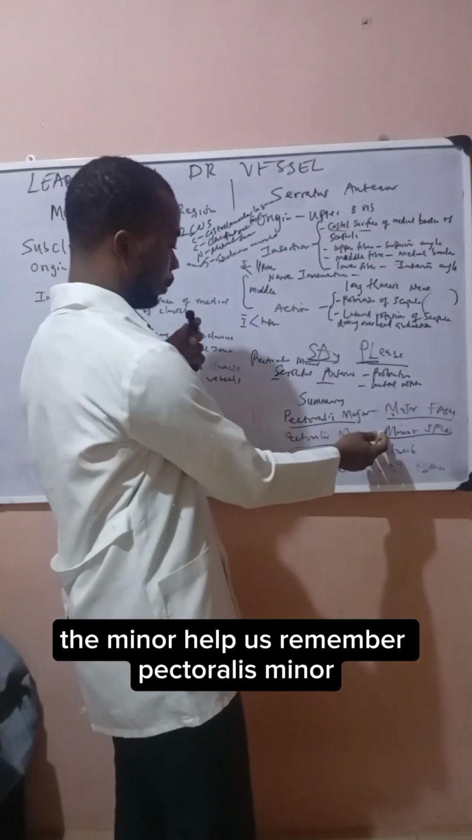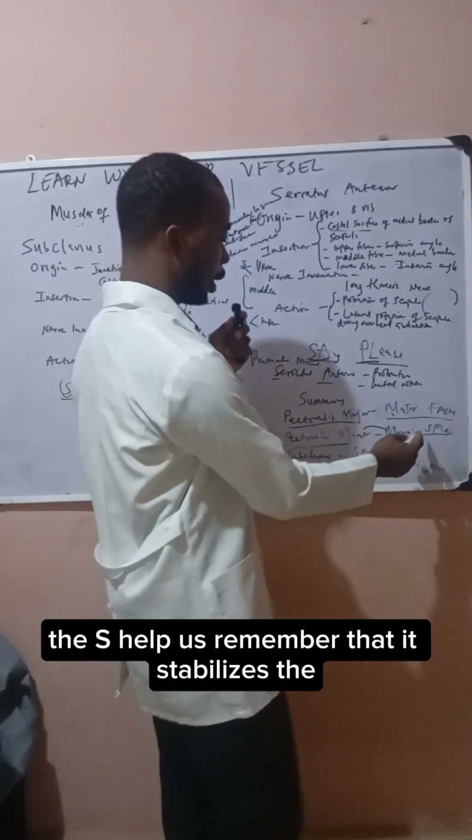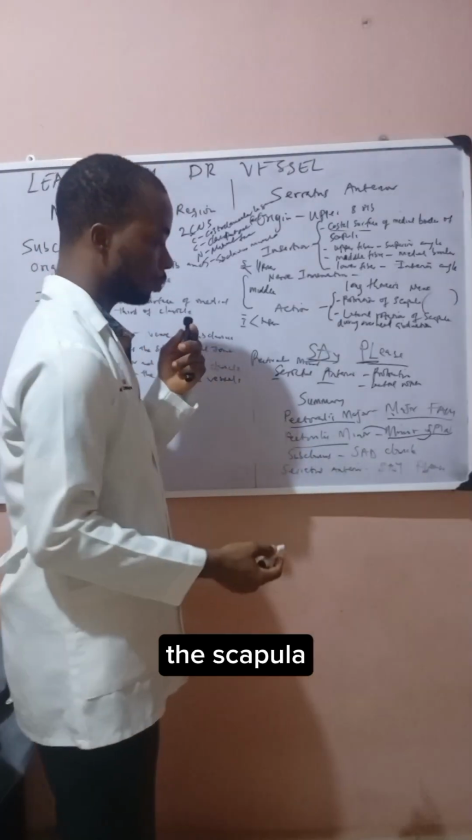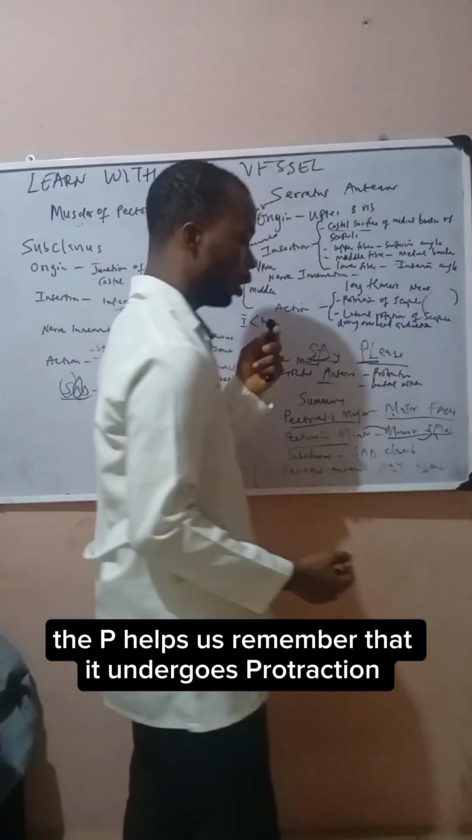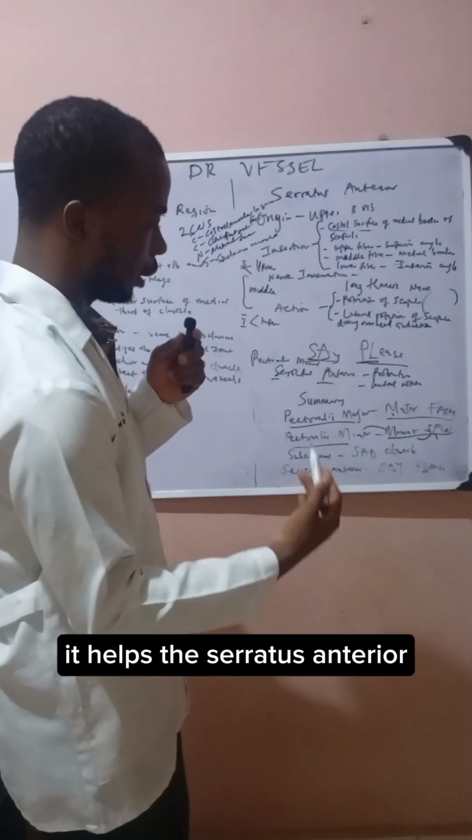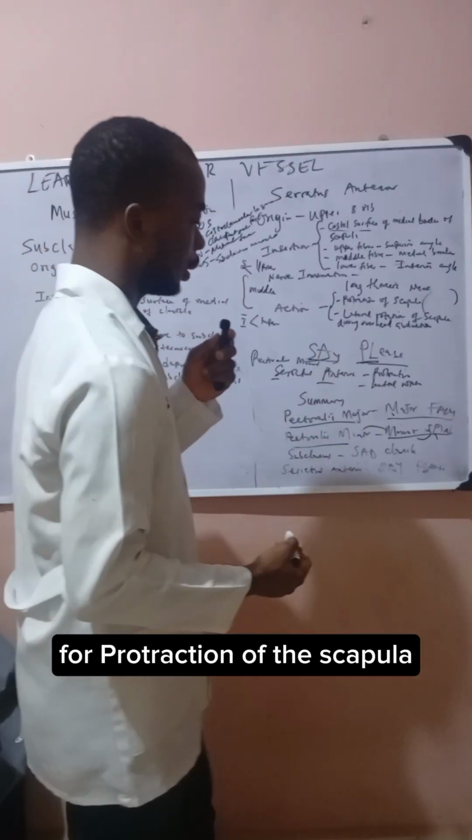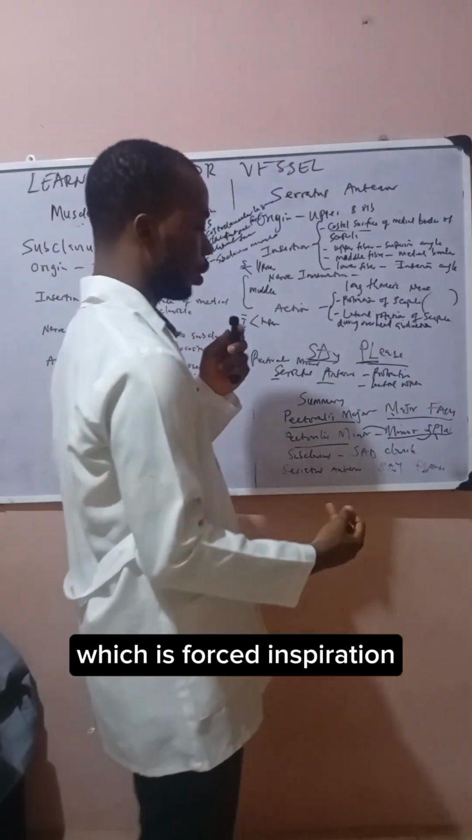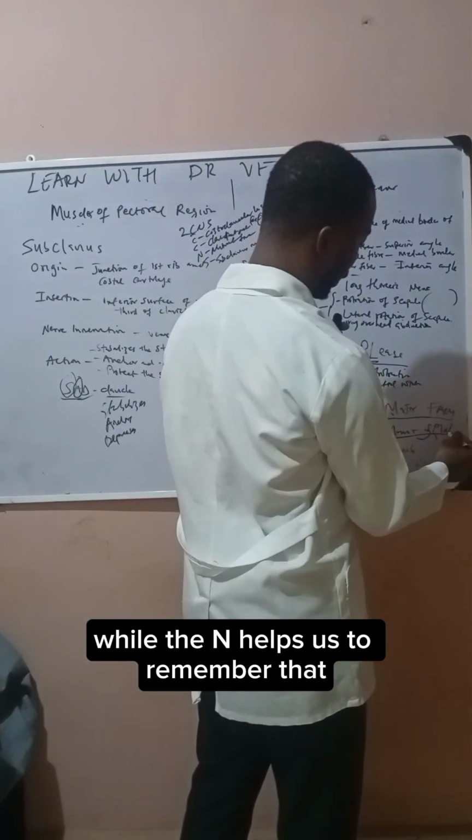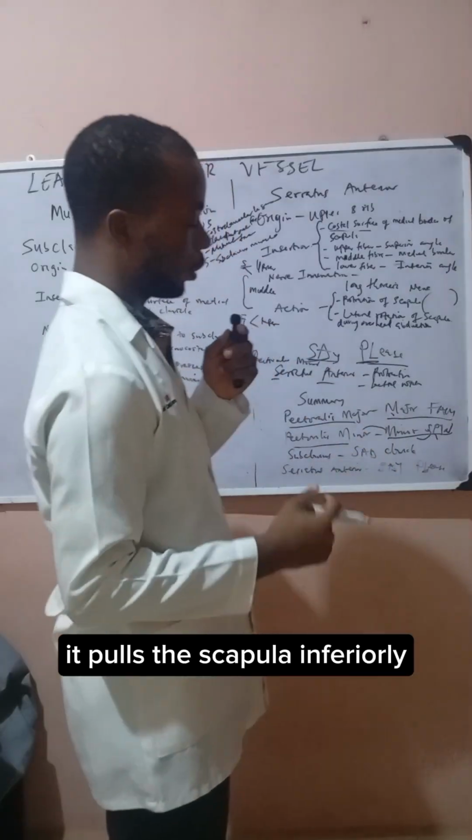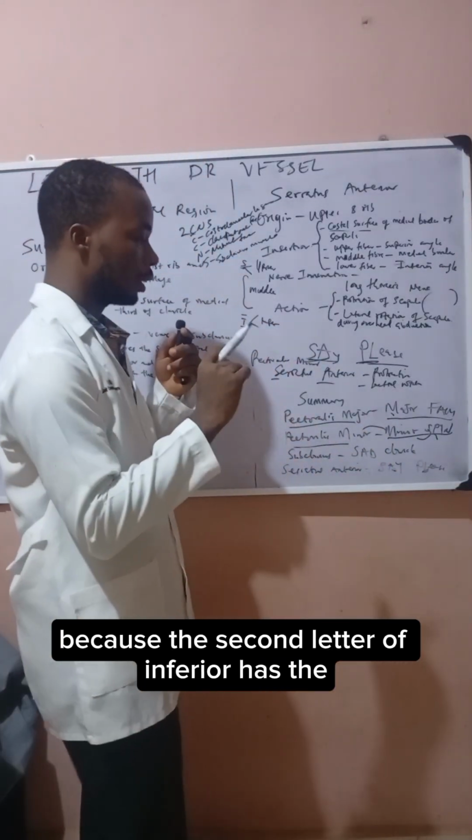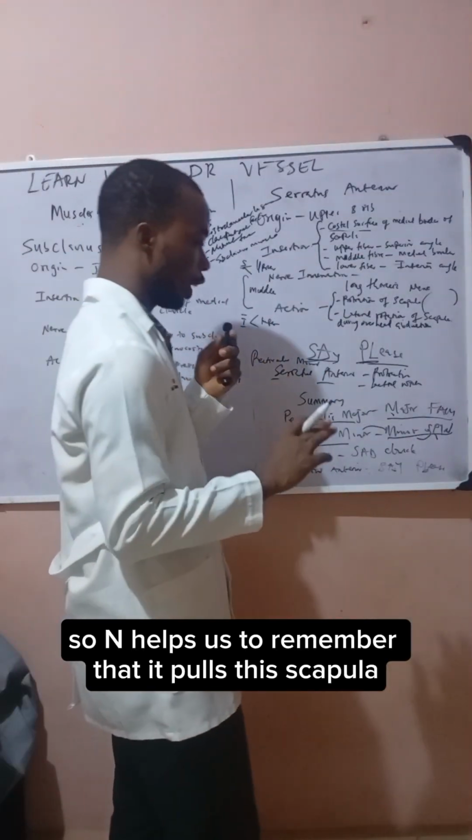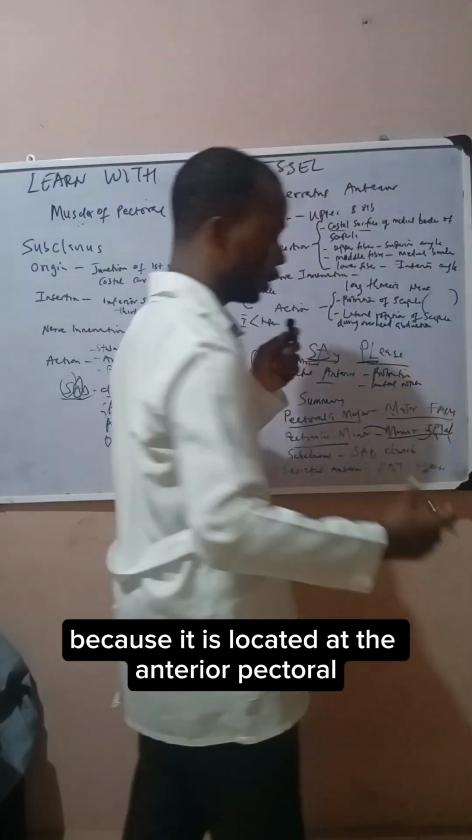The MINOR helps us remember pectoralis minor. The S helps us remember that it stabilizes the scapula. The P helps us remember that it undergoes protraction. It helps the serratus anterior for protraction of the scapula. The I helps us remember inspiration, which is forced inspiration. The N helps us remember that it pulls the scapula inferiorly, because the second letter of inferior is N, and anteriorly because it is located at the anterior pectoral region.